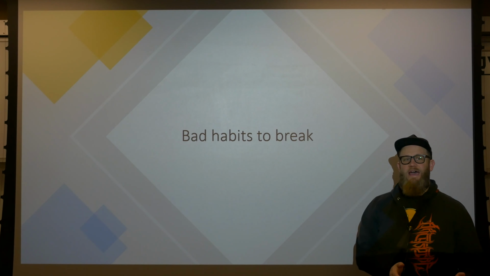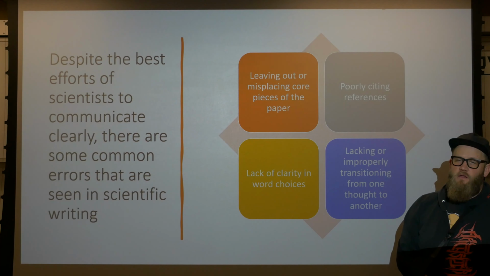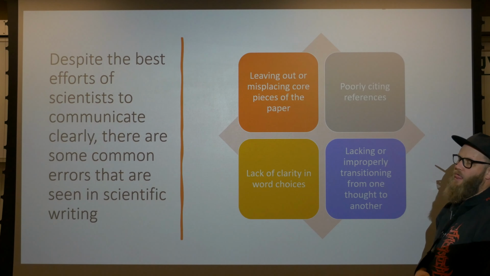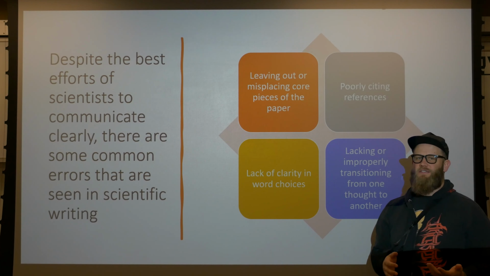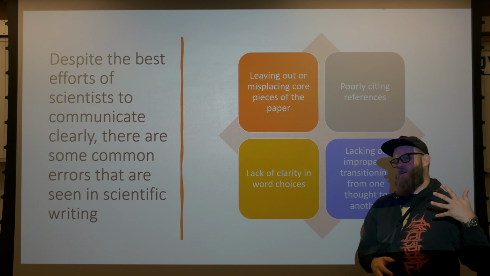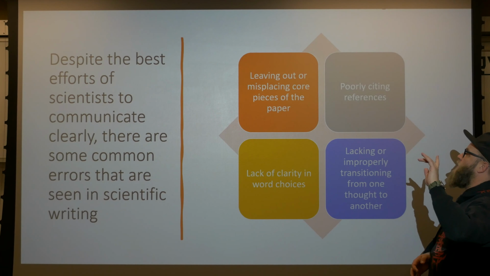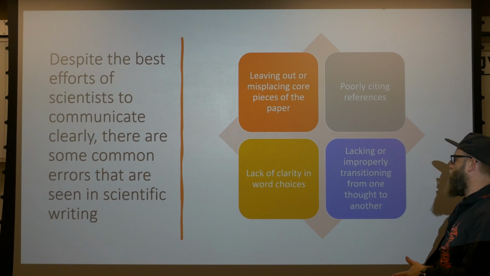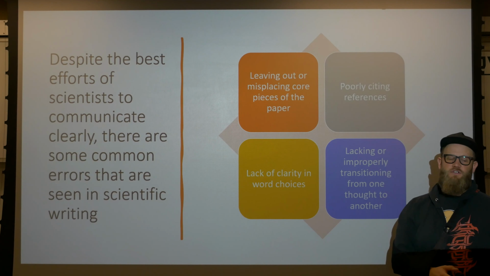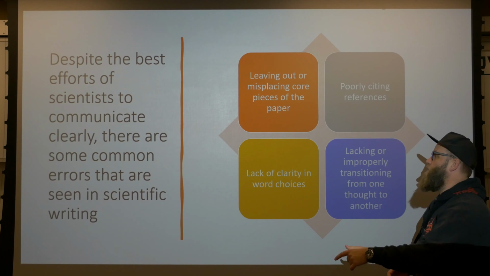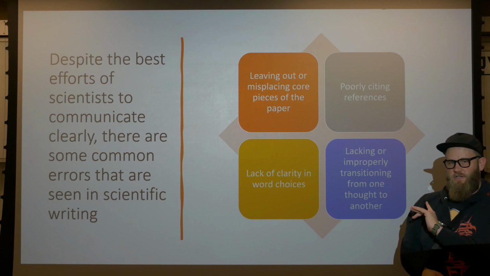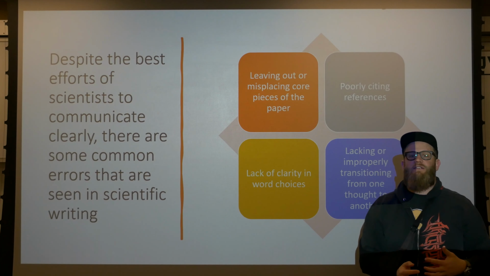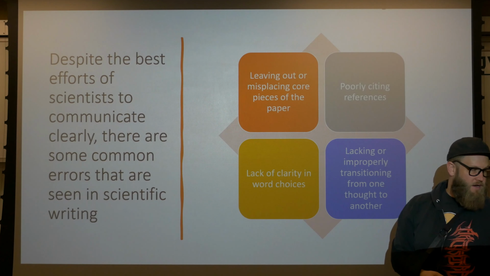All right, we're going to talk about some bad habits that you may need to break. Despite their best efforts to communicate clearly, scientists fall into some pretty common errors. Leaving out or misplacing pieces of the paper, poorly citing articles, lack of clarity in word choices, and lack of improperly transitioning from one thought to another. Notice a lot of these, some of it's leaving out information or poorly citing resources, but a lot of it's just sort of practice in writing, the technical things that can get you to be a better writer.